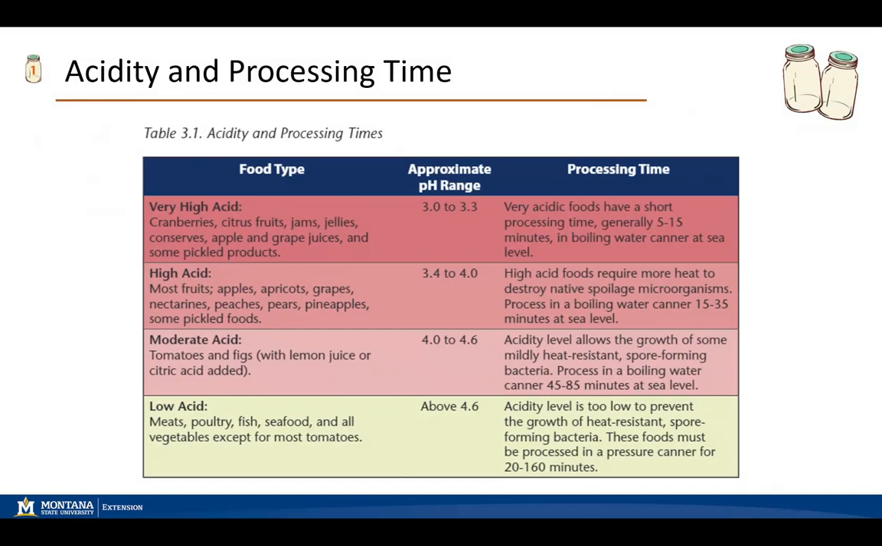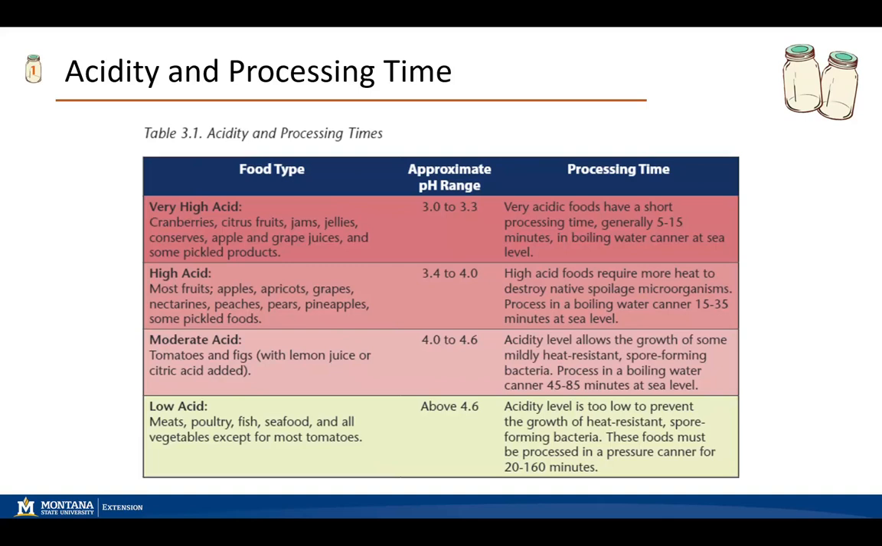This chart is on page 3-3 in your manual. This chart demonstrates the foods, their approximate pH range, and their recommended processing time. Each recipe will have a recommended processing time and pressure. This chart is good for reference to help guide proper processing.